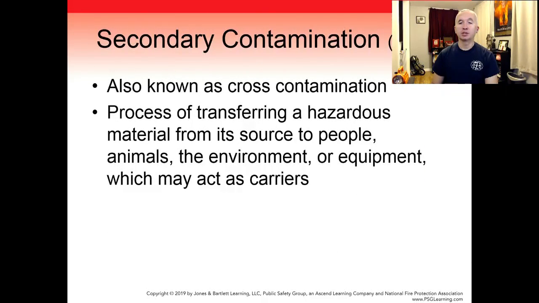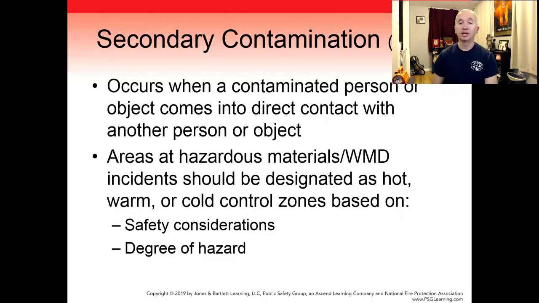Secondary contamination is also known as cross-contamination. It is the process of transferring a hazardous material from its source to people, animals, the environment, and other equipment, all of which may act as carriers of the contaminant. It occurs when a contaminated person or object comes in contact with another person or object.